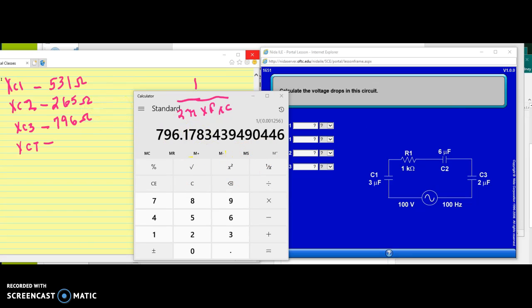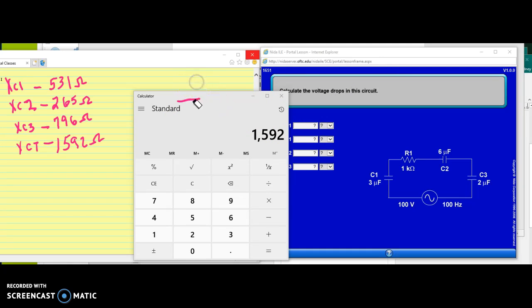We can add those together to get our total, because we'll need that in a moment. So 796 plus 265 plus 531 equals 1592. And I did that the other way while we were offline, and that's the exact thing I came up with, and I decided it would be better if we did X of C's of each individual one, so it works no matter which way you go. So 1592 ohms. So there's that, and we're going to need to do our next step.